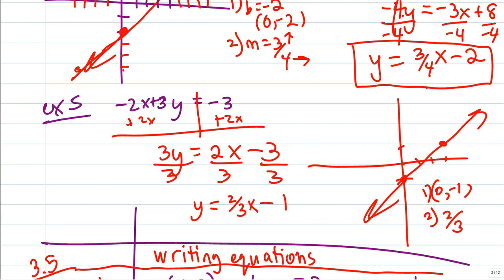So double check, this needs to be easy. Yes, I can make a table. Yes, you need to know the skill of making a table. That's still an important skill. But we need to be able to graph these quickly and accurately. We need to be able to make the table directly on the graph.